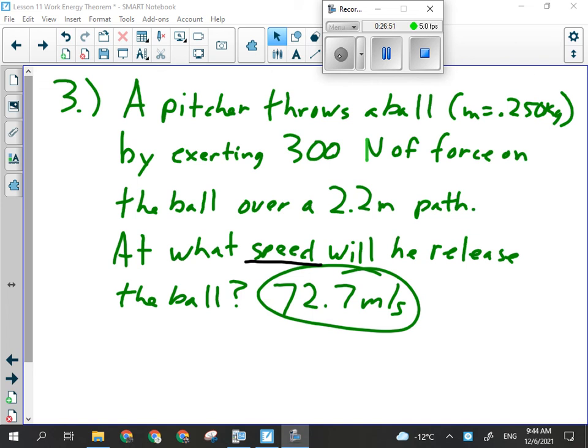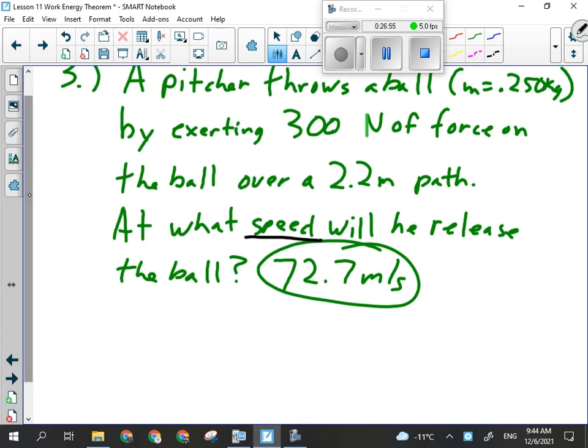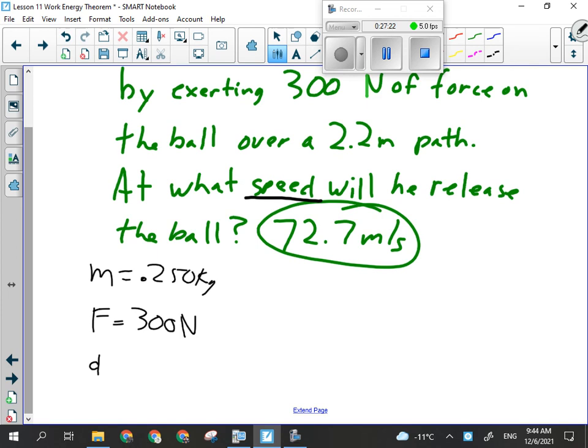All right, let's look at this one. If we're writing down our givens here, we know the mass and the force right off the bat. The mass is 0.250 kilograms. If they gave that to you in grams, if they said 250 grams, would you be able to use that or would you have to convert it? You'd have to convert it, because joules are a kilogram meter squared per second squared. It has to be in kilograms. We know the force is 300 newtons, and we know that the force is exerted over a 2.2 meter path.